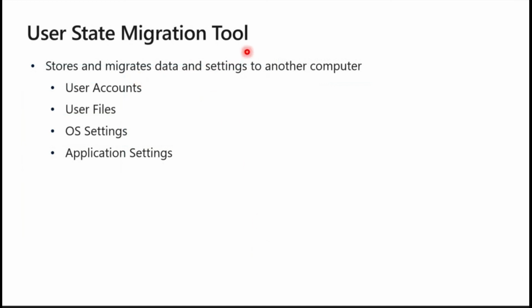And the User State Migration Tool stores and migrates data and settings to another computer: user accounts, user files, operating system settings, application settings. All these things can be used under USMT, and with that you can migrate that.